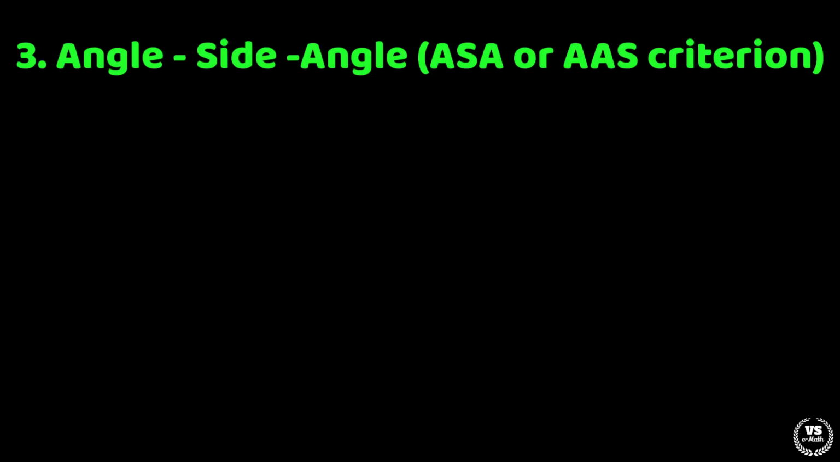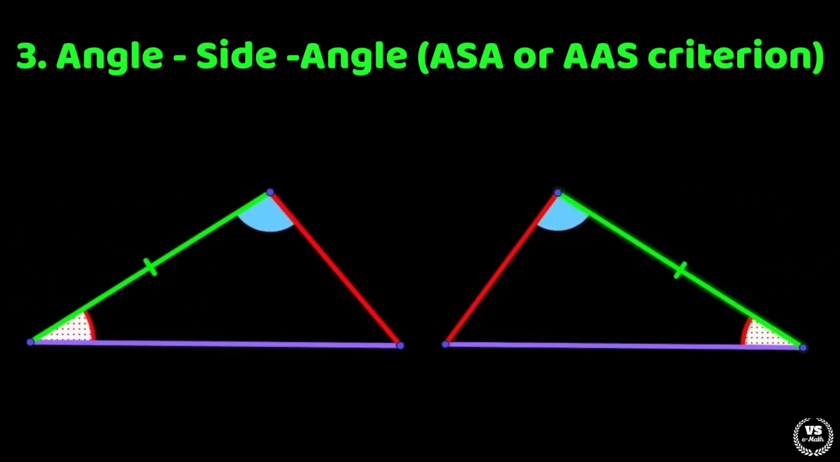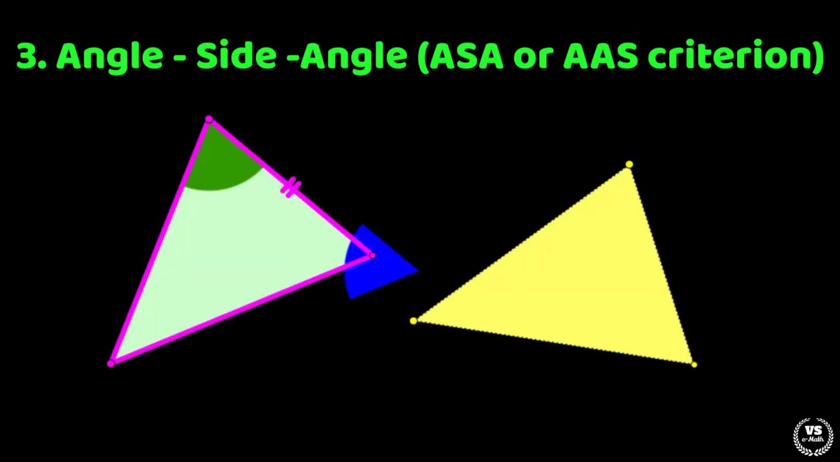The third one is the ASA criterion. As the name suggests, it is nothing but 2 angles and the included side. Take 2 angles and 1 side and check with the second triangle. If they are equal, then they are congruent.